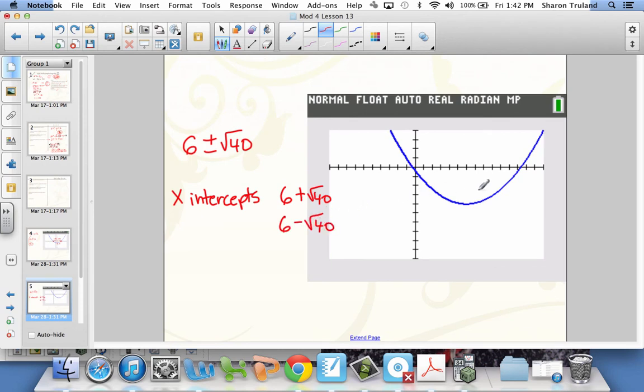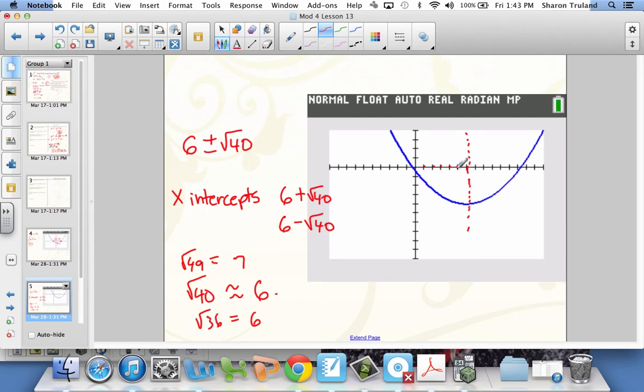So let's look over here. 1, 2, 3, 4, 5, 6. Is that my axis of symmetry? Yep. Now, the square root of 40 is approximately 6 point something, right? Because the square root of 36 is 6. The square root of 49 is 7. So 40 is in between 49 and 36. So it's 6 point something.